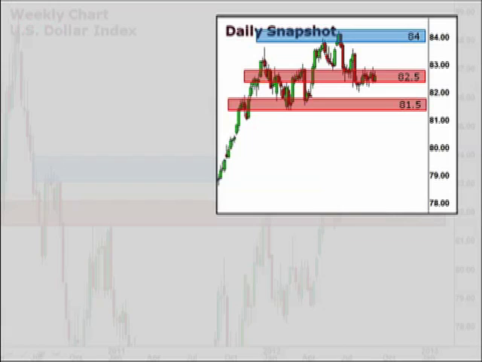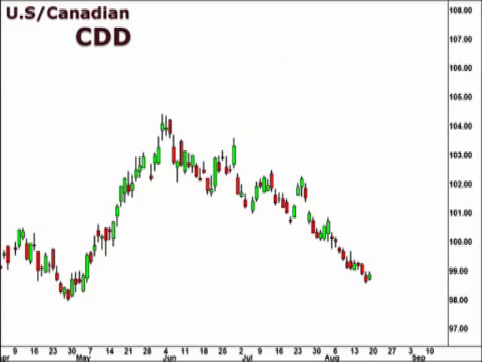Let's take a quick look at the daily chart. The daily chart reflects the multi-week consolidation at 82.5. A break below 82 does open the window for a move lower. However, a break of 83 will trigger a trade higher.